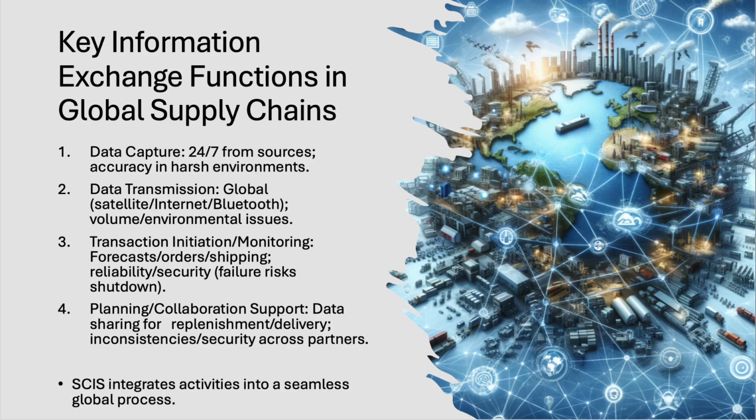Let us now examine the key information exchange functions needed in global operations. Several key information exchange functions are needed in global supply chains. The first is data capture. Data must be collected from many sources, often 24 hours a day. This may include scanner data, sensor data, order data, shipment data, production data, and customer data. Accuracy is especially important in difficult environments, such as ports, warehouses, factories, or outdoor transportation settings.